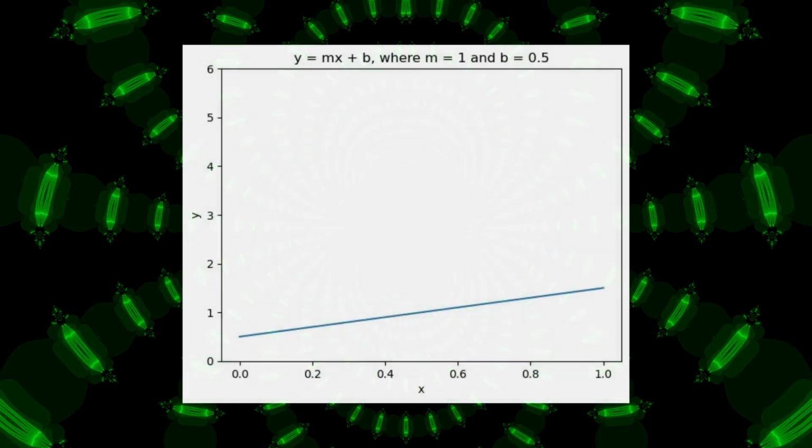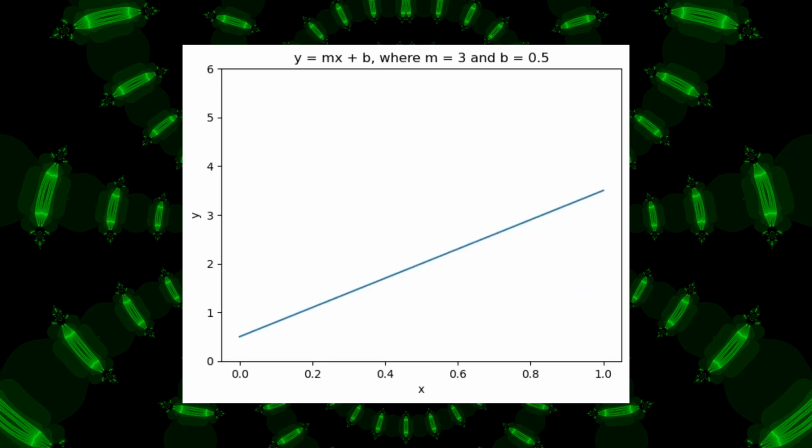Our equation has the same form as the function y equals mx plus b, which for those not in the know corresponds to a straight line with a slope m and a y-intercept b. We can see that increasing m makes the line steeper and increasing b moves the plot up.